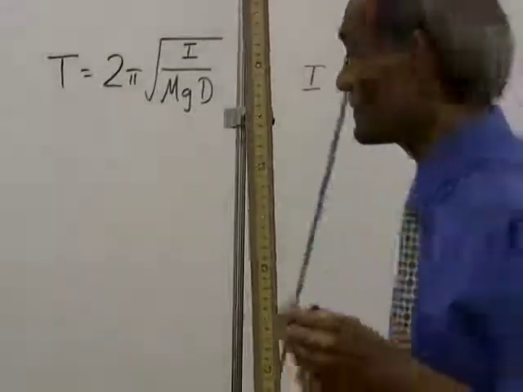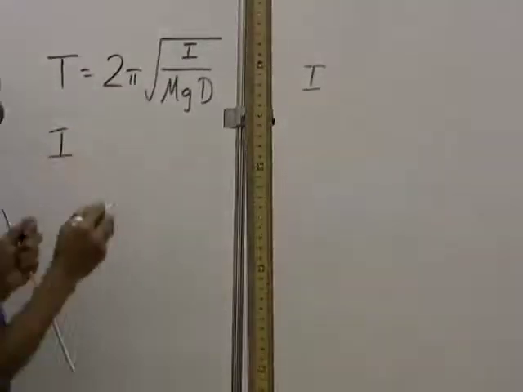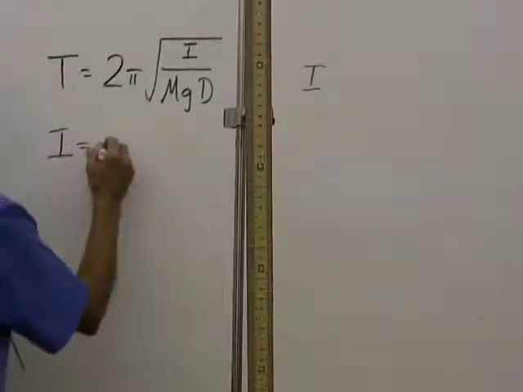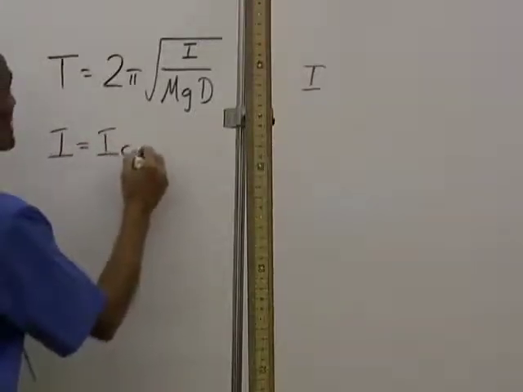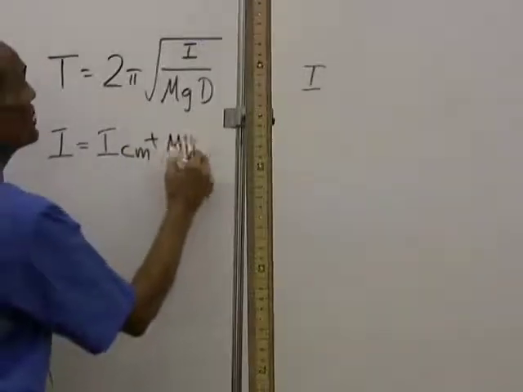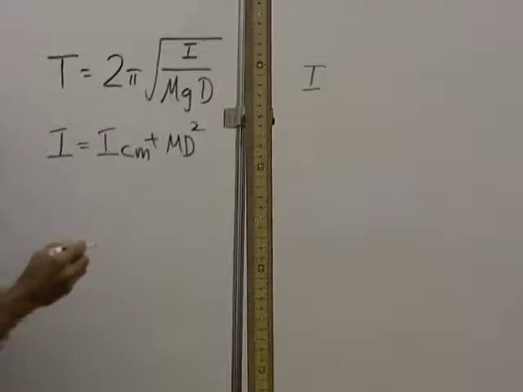Well, you know that the moment of inertia of an object about any axis is the moment of inertia about its center of mass plus md squared. This is called the parallel axis theorem.